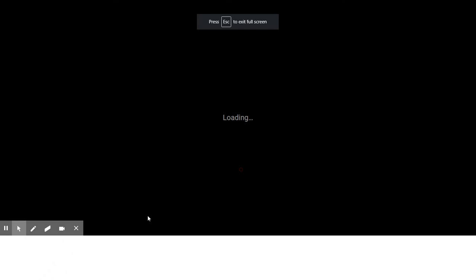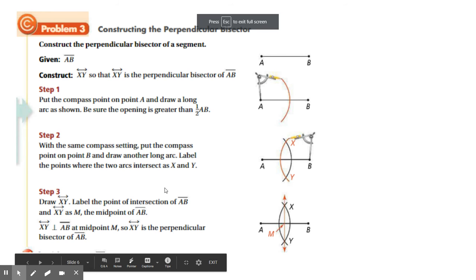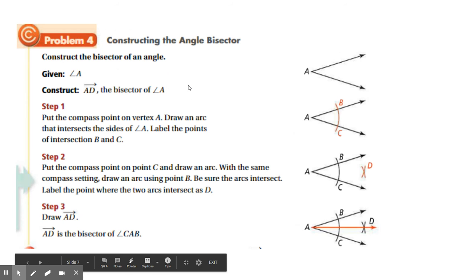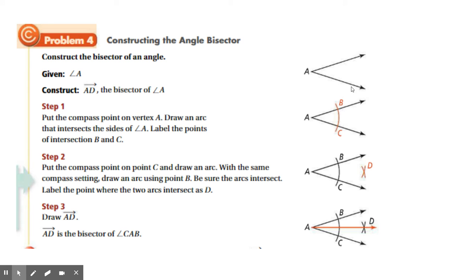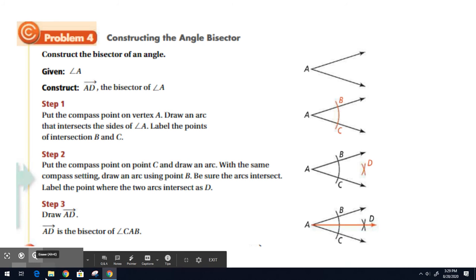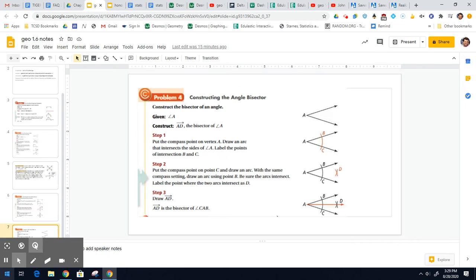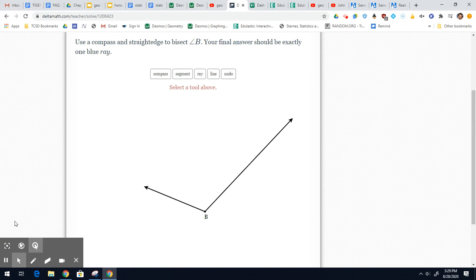I got one more construction, I think. It is the construction of an angle bisector. So we're going to start with an angle A, and we're going to draw a ray going through angle A to bisect it. And again, we'll do this in Delta Math. It says use a compass and straightedge to bisect angle B. Your final answer should be exactly one blue ray.